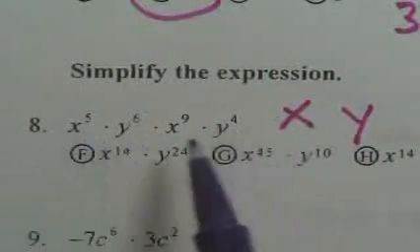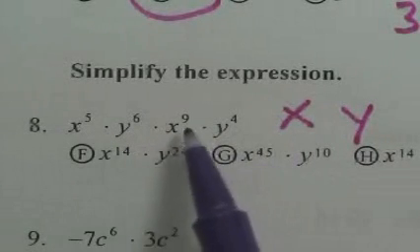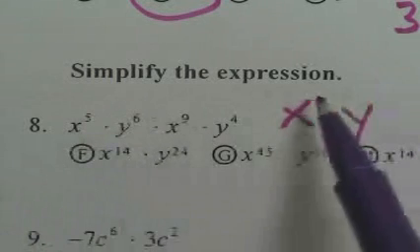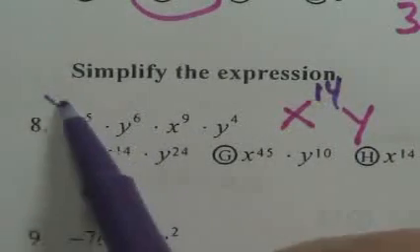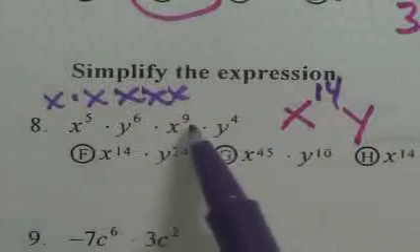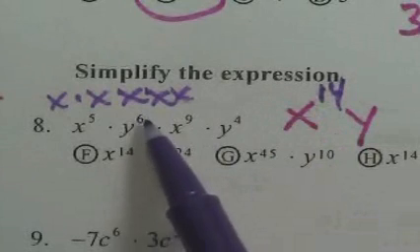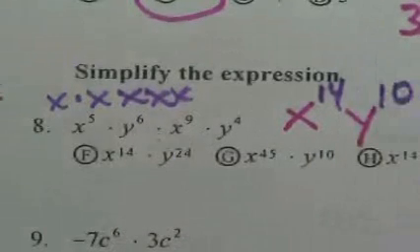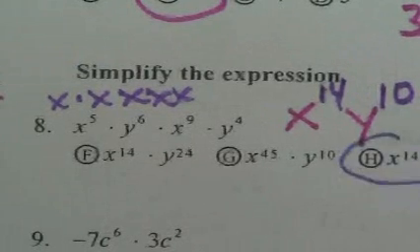Okay, number 8, simplify this. So notice I have 5 x's, and then I have 9 x's. 5 and 9 makes 14 x's. Because if you spread this out, x to the 5th, 1, 2, 3, 4, 5. See that? There's multiplying in between those. 5 of those and another 9 of those makes 14 of those. And for my y's, I have 6 and 4. That would make 10. So the correct answer is letter H.